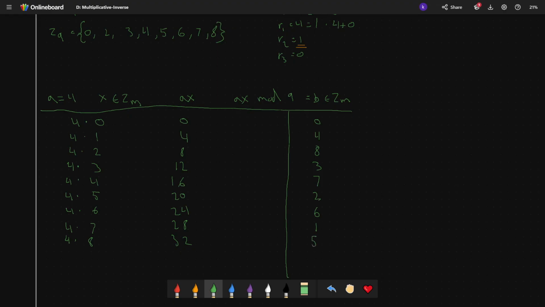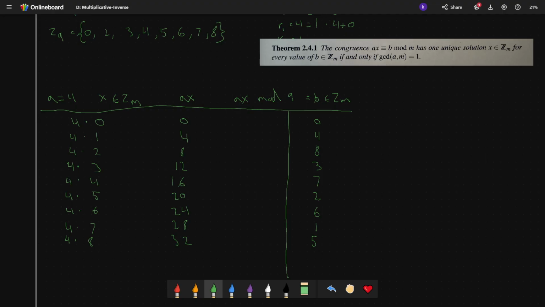Now, notice what we've done here. We've taken every element x in the set Cm. So you can see we took 0. Oh, I'm missing a 1 up here. Sorry. We took 0, 1, 2, 3, 4, 5, 6, 7, and 8. And we multiplied them each individually by 4, which was our a value. That gave us a product. We took that product modulo 9, which gave us a new value, b, which is also an element of Cm. So you can see here we found 0, 4, 8, 3, 7, 2, 6, 1, and 5.